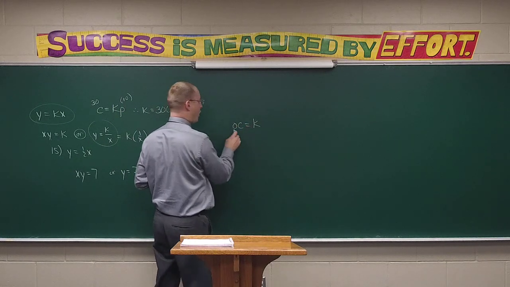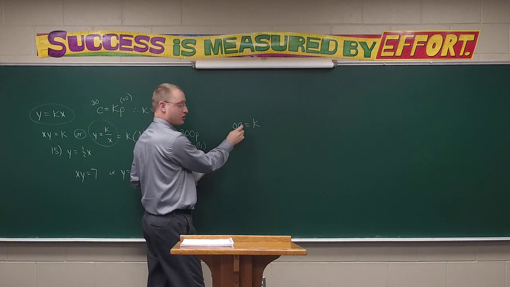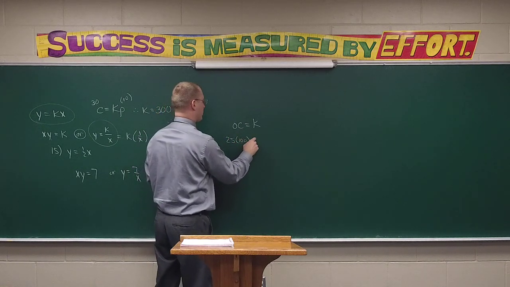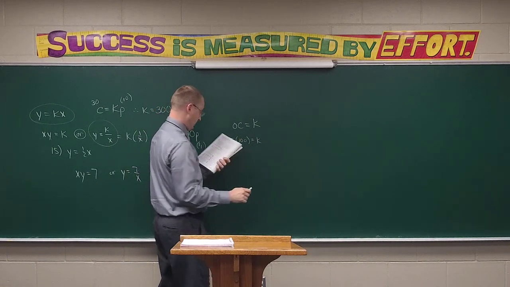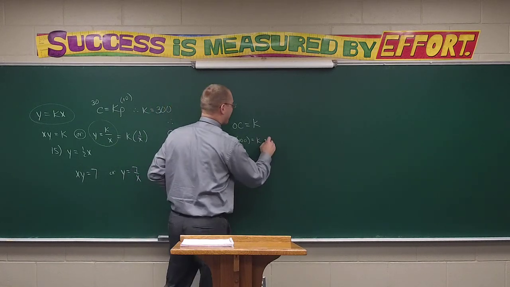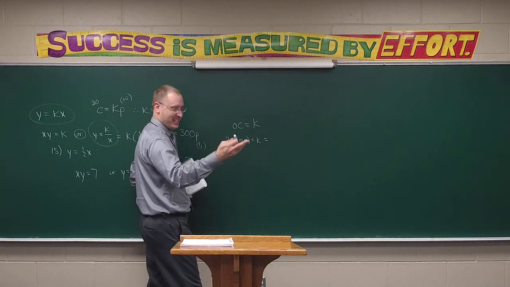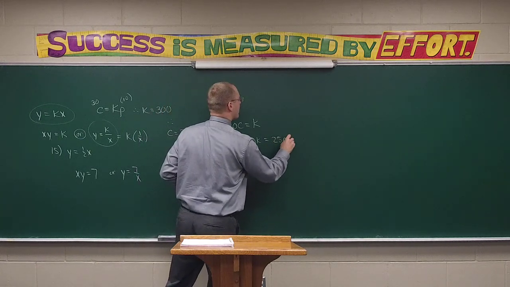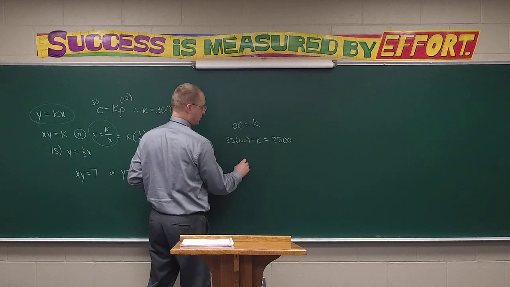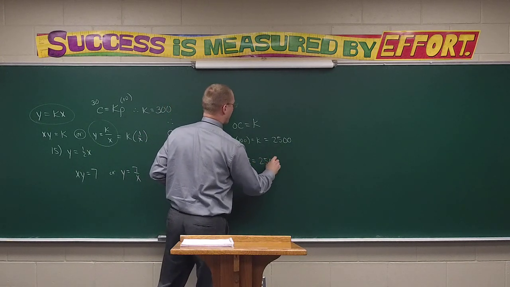OC equals K, where O represents officers and C represents crimes. Okay, so they said 25 officers, 100 crimes committed. I'm not sure if that's annually, monthly, daily? Anyway, sounds like Columbus. All right, and so what is the K value then? So really, what's my formula? There we go. OC equals 2,500.